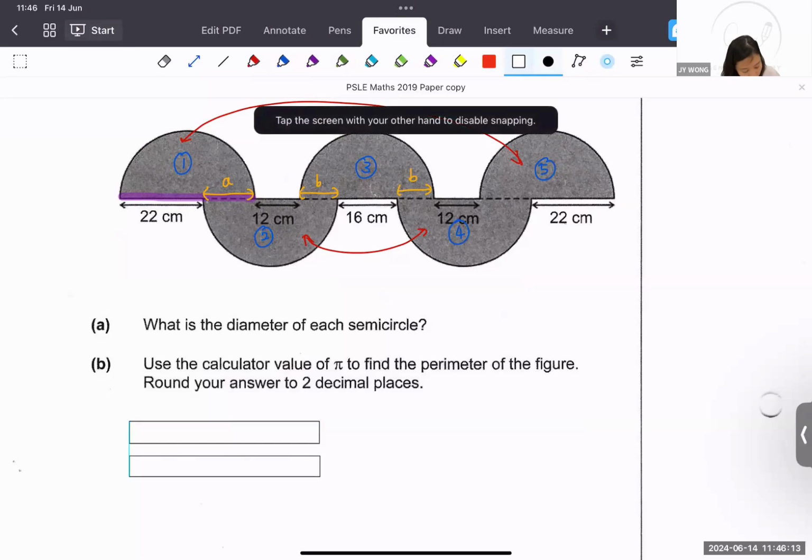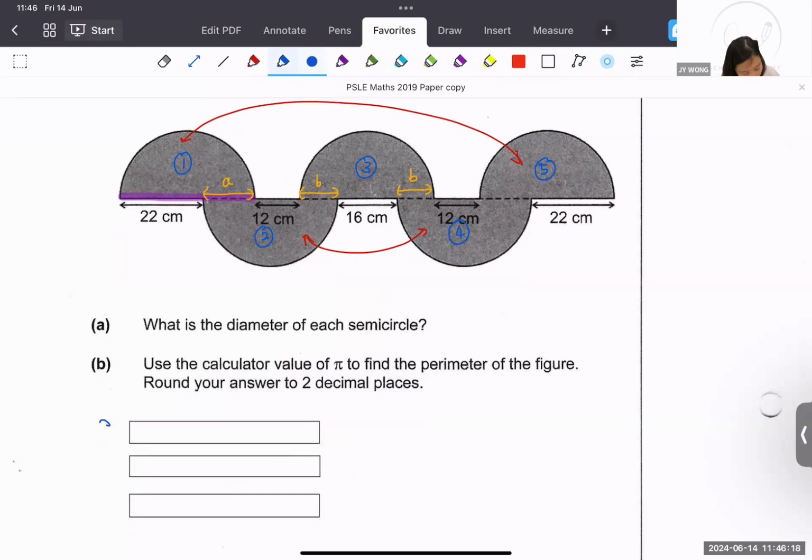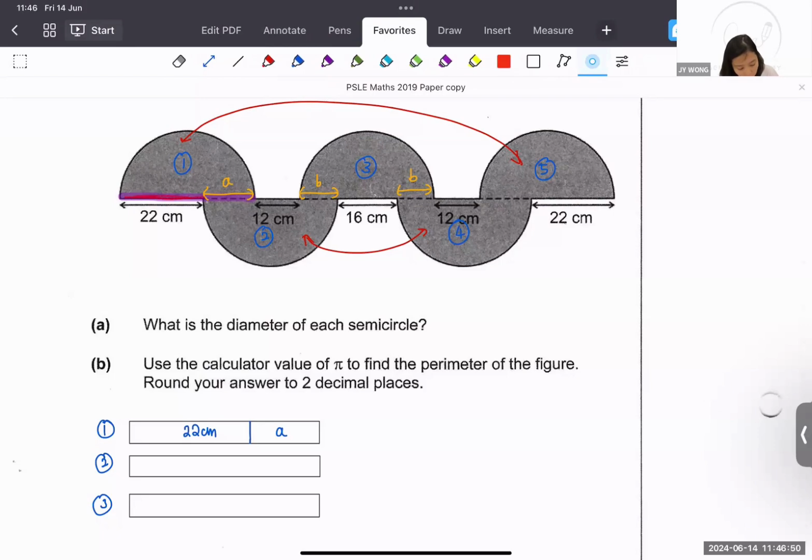Remember, the diameter does not change. It is the same because the semicircles are the same. So I'm just showing you how we can arrange the lengths that they give, and how we can figure out the unknown. So number 1, this is 22 cm. This is your A. And for number 2, it does not perfectly fit in the middle. Which part is in the middle? I never put it in the middle. This is 22. This is A.